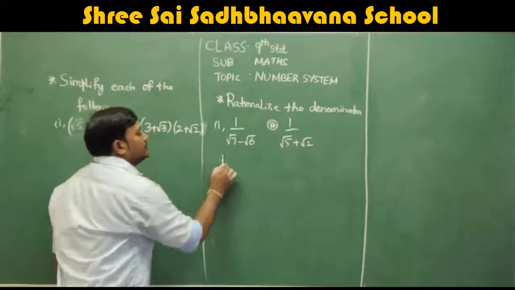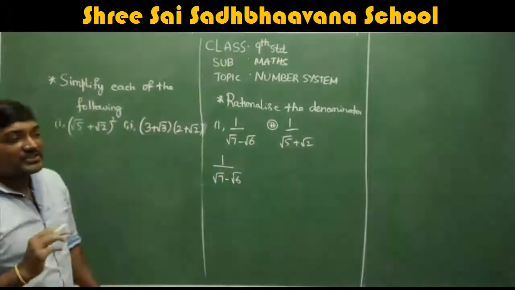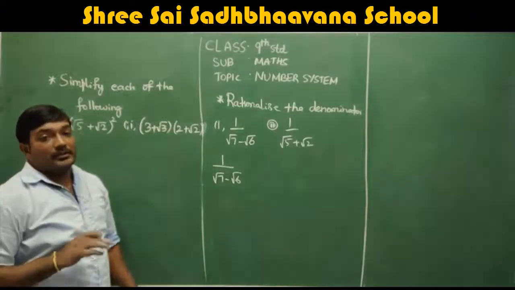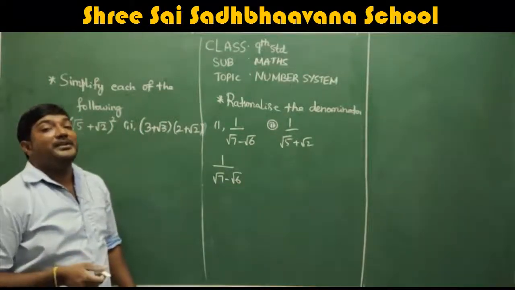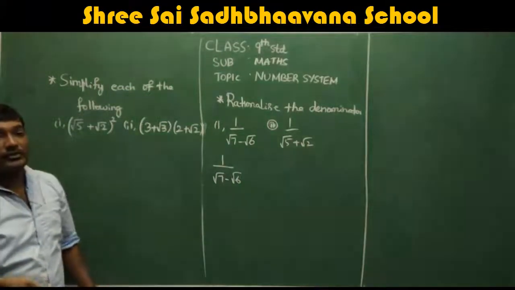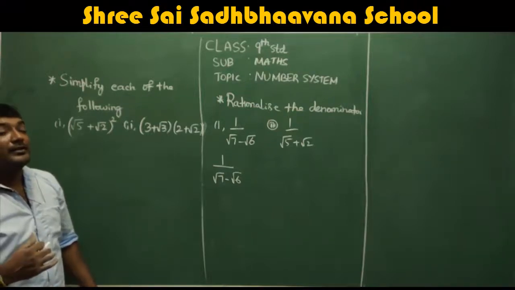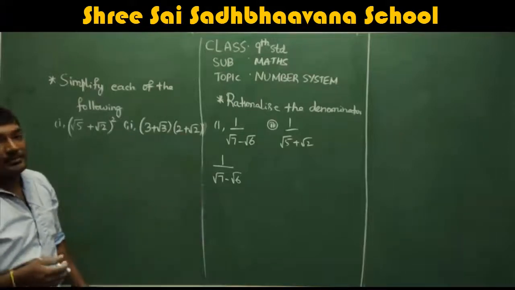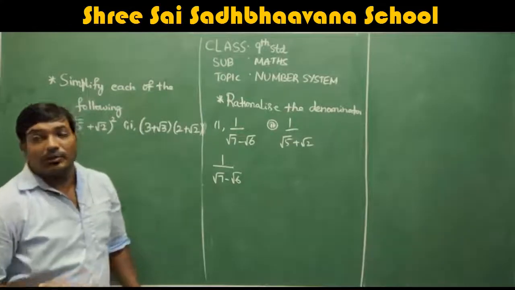The first sum is 1 by (root 7 minus root 6). The first step you have to understand here is to check the denominator. In the last class also I told you, your denominator cannot be irrational. Here root 7 minus root 6 is an irrational number, so it cannot stay like that. We have to convert it in such a way that the irrational number appears only in the numerator.